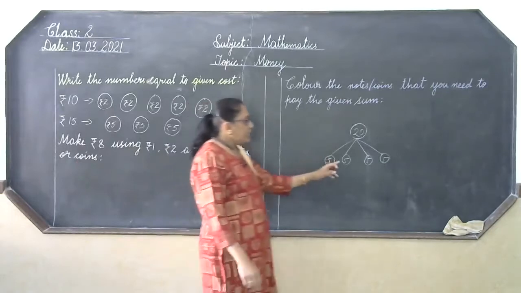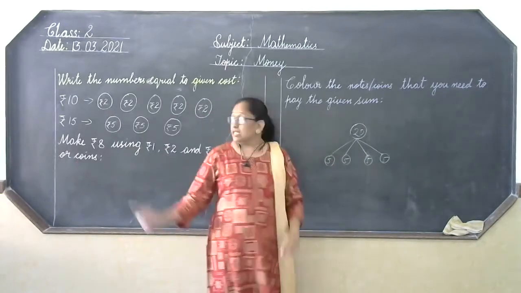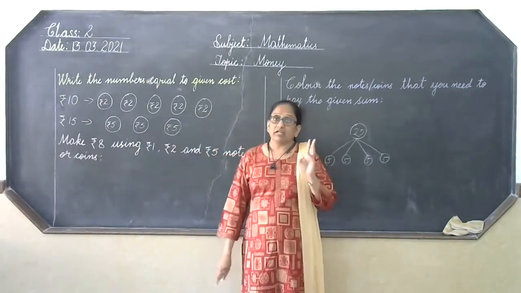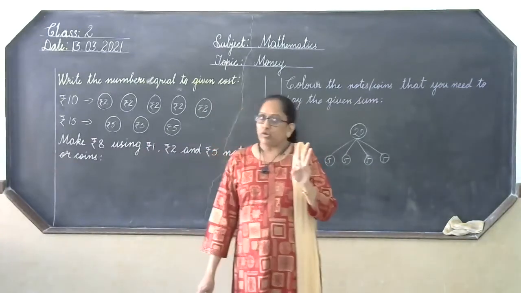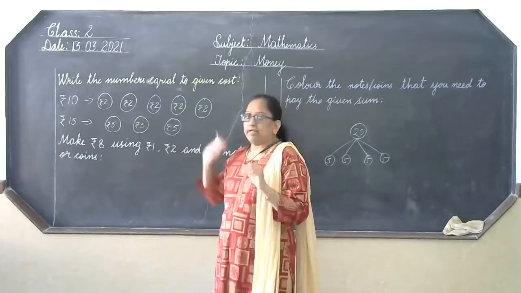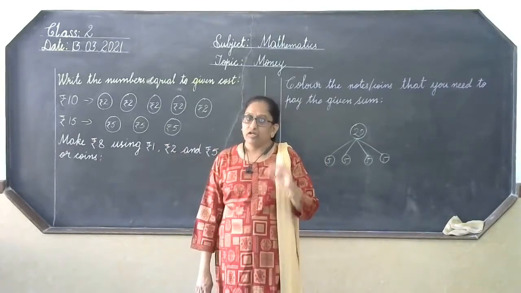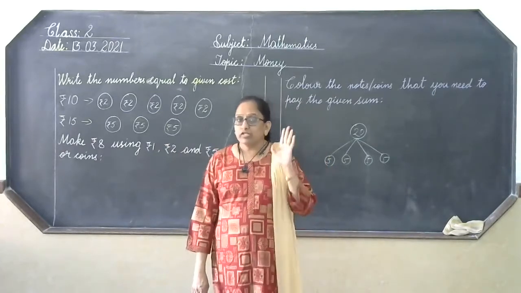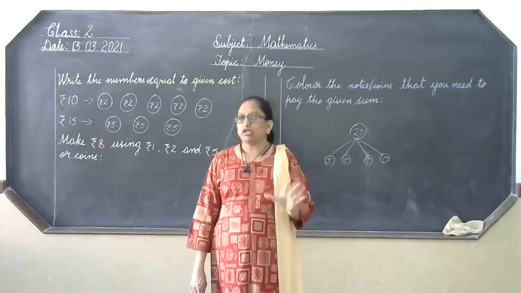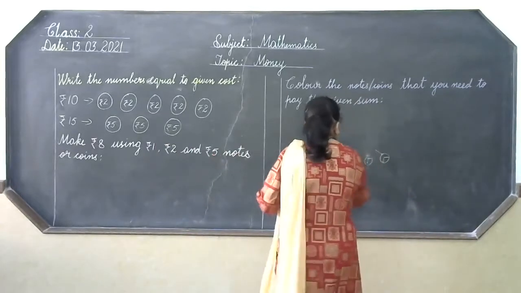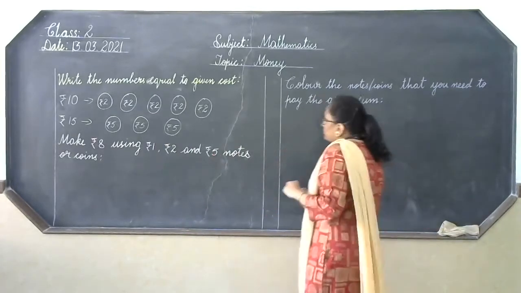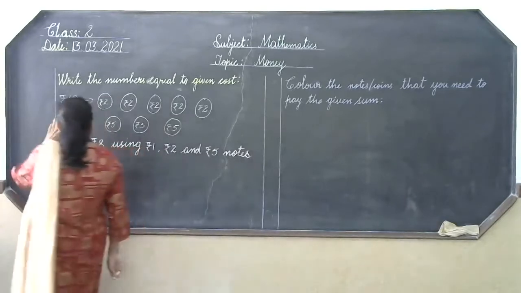Then in this one, any number can be written here, but you have to see whether you have that coin or not. You don't have a 3 rupee note or 3 rupee coin, so you cannot write rupees 3 there. Whichever coins and notes you have, among those only you have to write. So like this you have to divide, children.